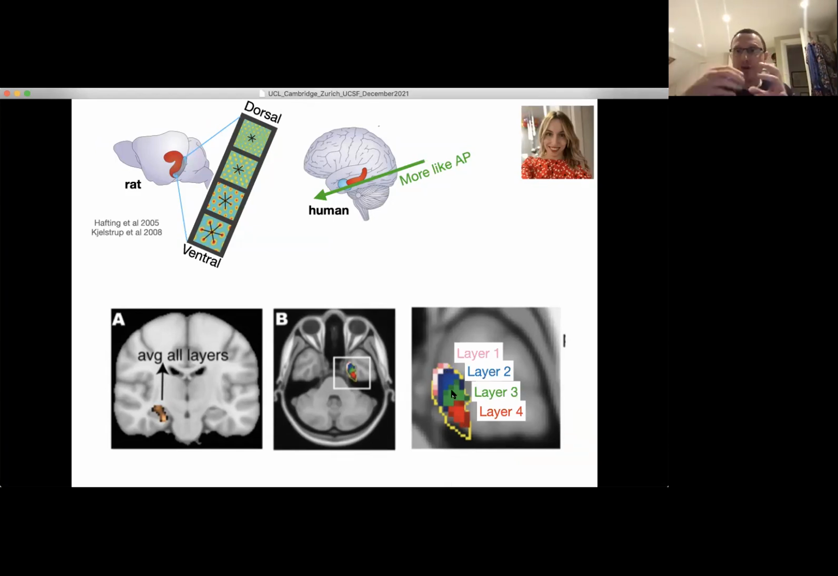And these are just coordinates. They're not listening to these sounds during the scanner. They're just seeing these images that are tagged with these coordinates. And you can see this clean gradient as you go back.